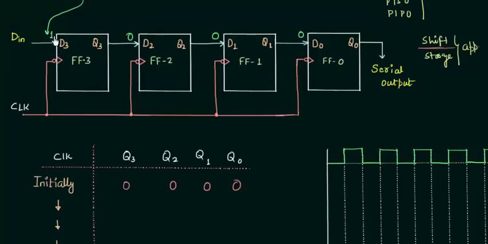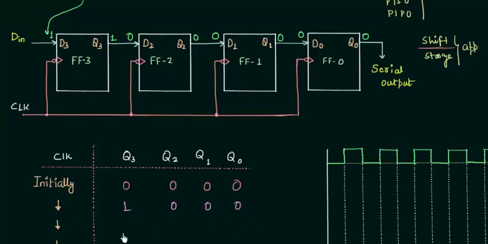Here D3 is equal to 1, so Q3 is going to be 1. D2 is equal to 0, so Q2 is 0. D1 is equal to 0, so Q1 is going to be 0. D0 is 0, so Q0 is also 0. So we have our output as 1 0 0 0. So the output is 1 0 0 0 for the first falling edge.